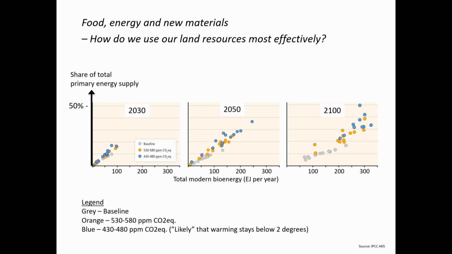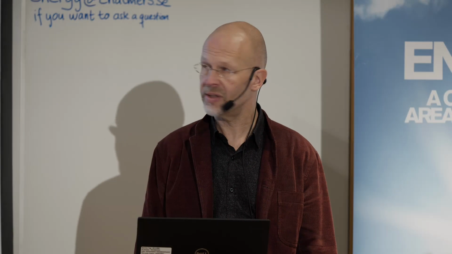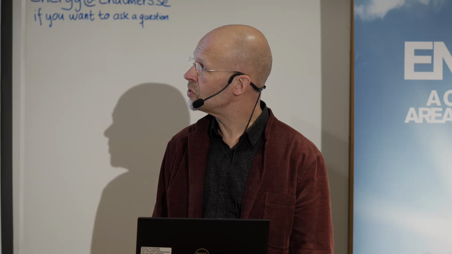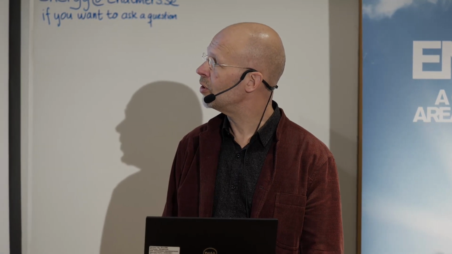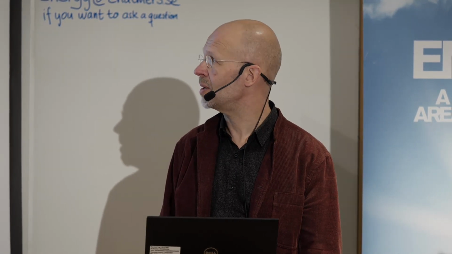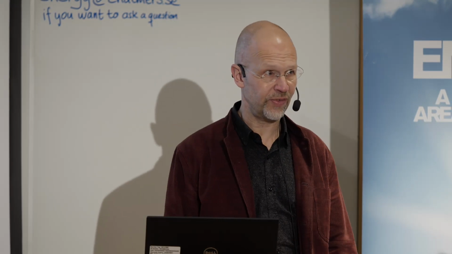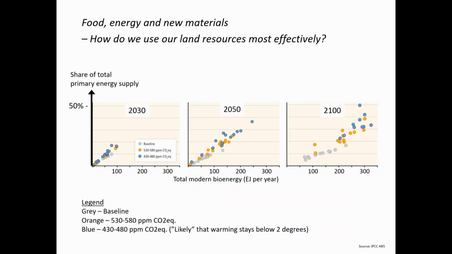So what you see here is an illustration of the use of biomass for energy on the global level. And you can see that it is presented with a y-axis showing how large part of the total energy supply is provided by biomass. And this is what is found in scenario modeling studies aiming for different stabilization levels for greenhouse gases in the atmosphere. You can also see that the diagrams show 3 different time steps, so to say, 2030, 2050, 2100.